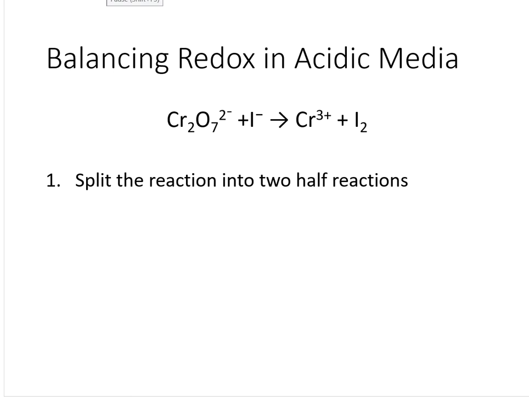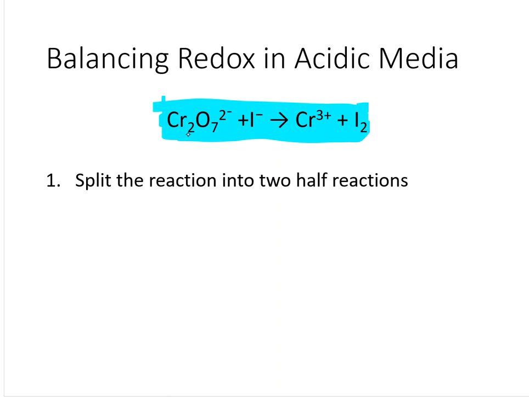Alright guys, here I'm going to be showing you how to balance redox reactions in acidic media. So here we have our skeletal reaction that we want to balance. And the first thing that you should notice about this skeletal reaction is that it kind of makes no sense. It's nothing like any other reaction that you've seen before.